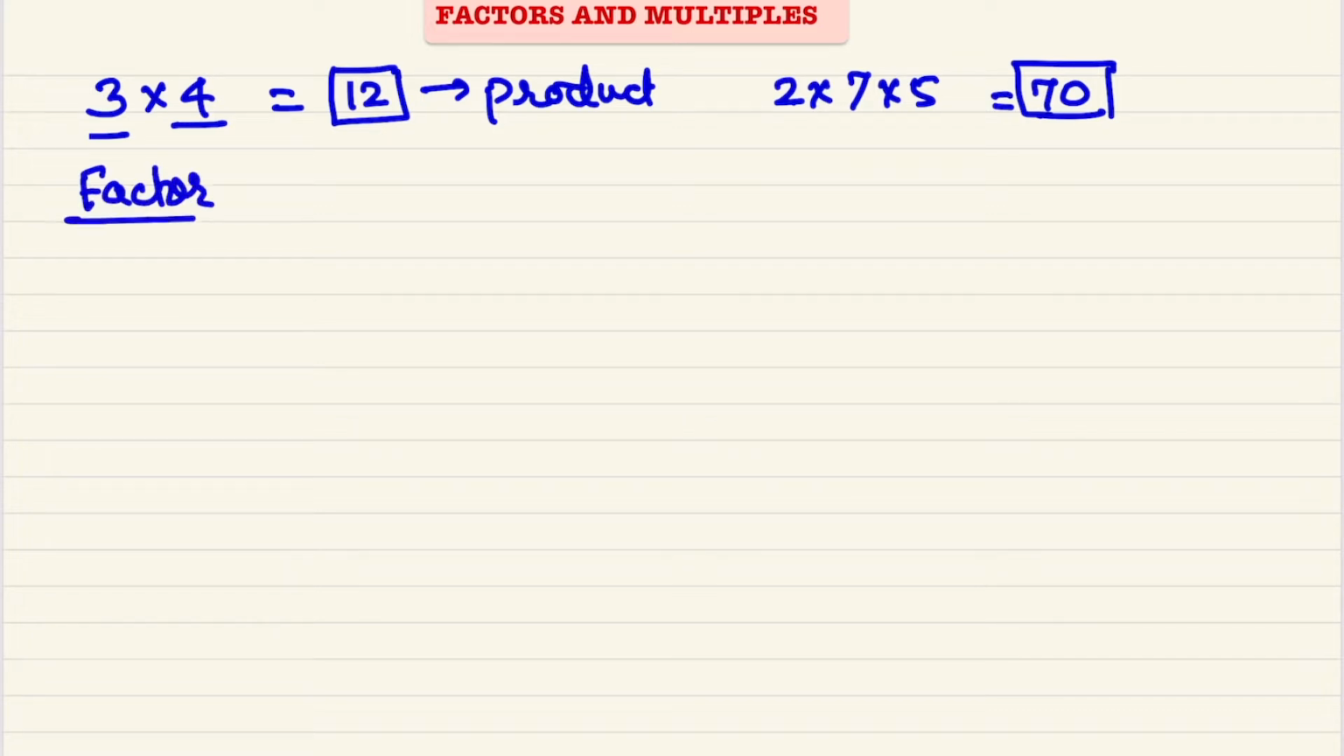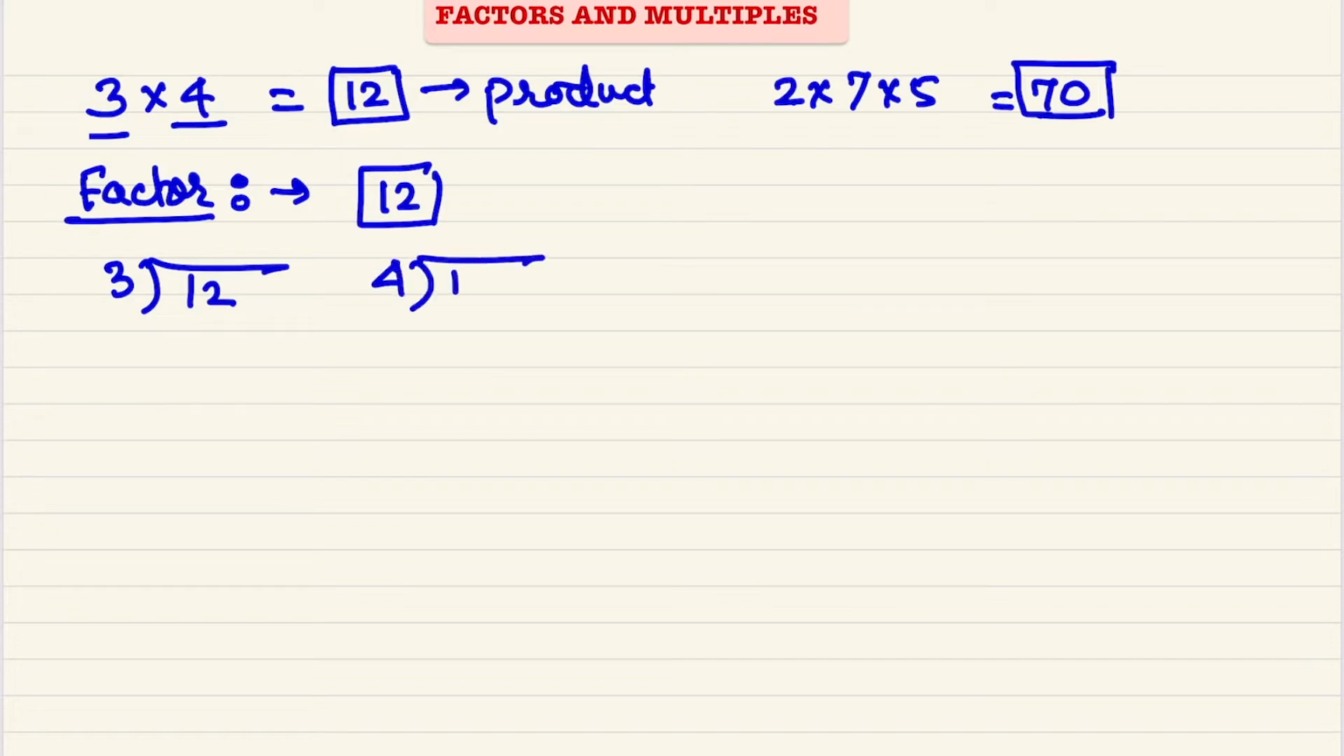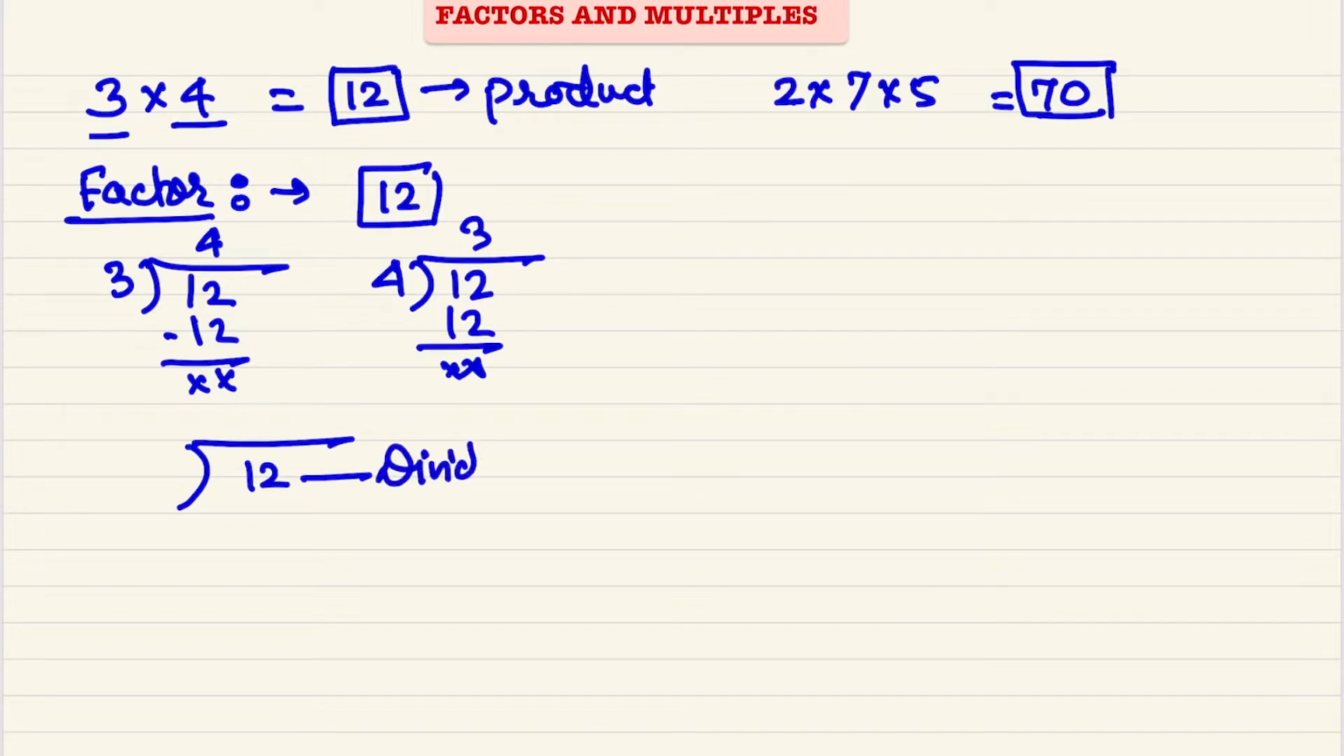A factor is a number by which we divide another number completely. Suppose I want to divide 12, so I can divide it by 3, I can divide it by 4. 4 3s are 12, the division is complete, and 3 4s are 12, the division is complete. So here 12 is called the dividend, and 3 and 4 are called the divisors.